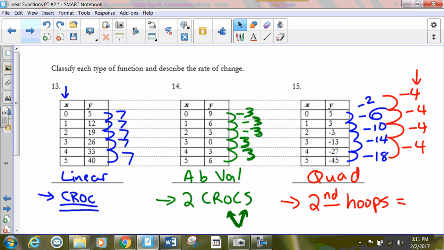And remember, how many quads do we have? We have 2 quads, right? 1 on each leg. We have 2 quads, and so of course it's going to take 2 sets of hoops to get to a quad table.